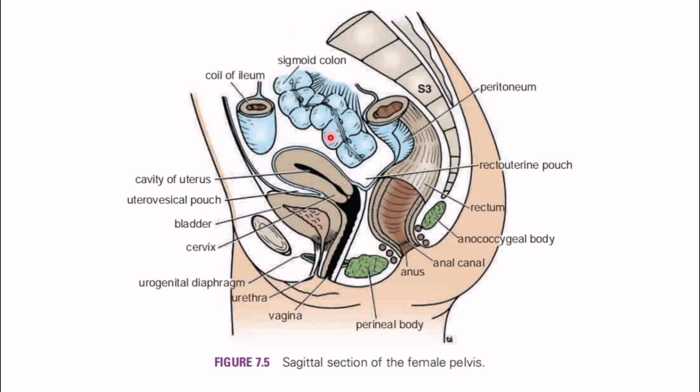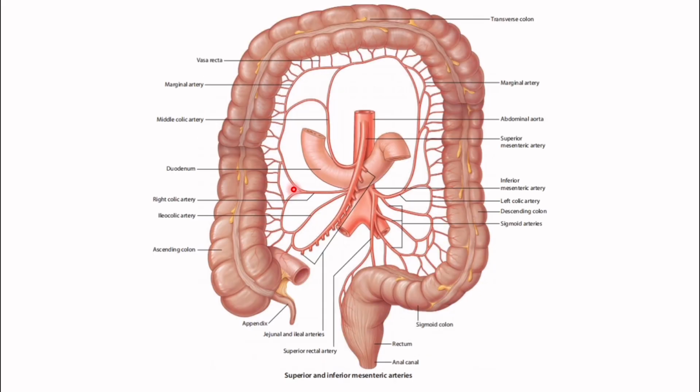Then in females, like males, the posterior relations are the same, but the anterior relation of the sigmoid colon is the uterus. Done. Then another thing to note about the sigmoid colon is its blood supply. The blood supply comes from the inferior mesenteric artery via the sigmoid arteries.